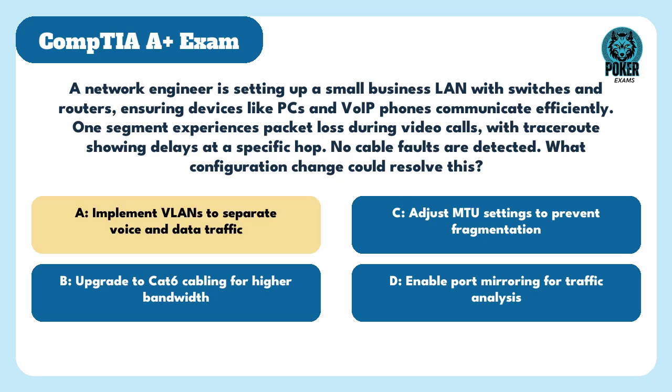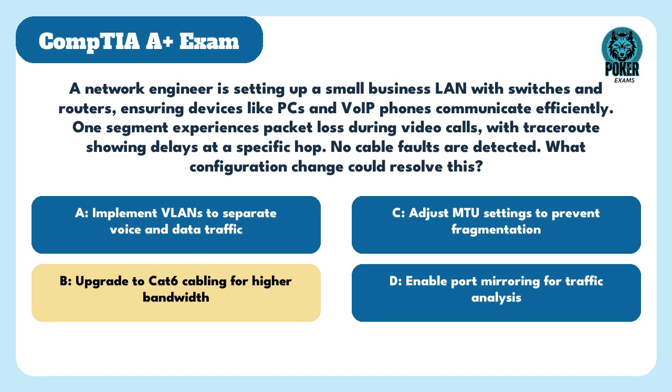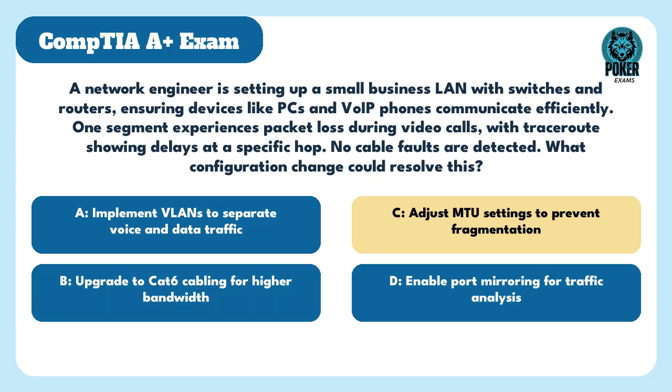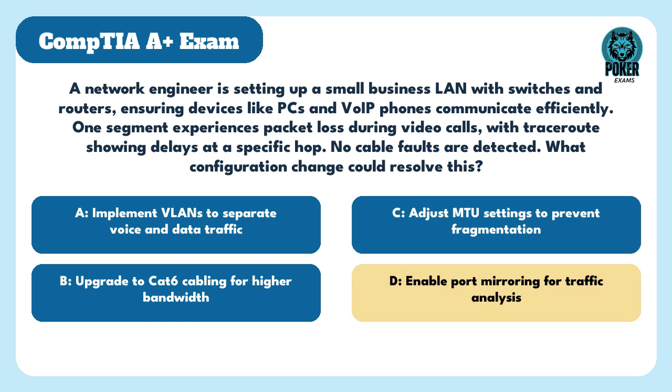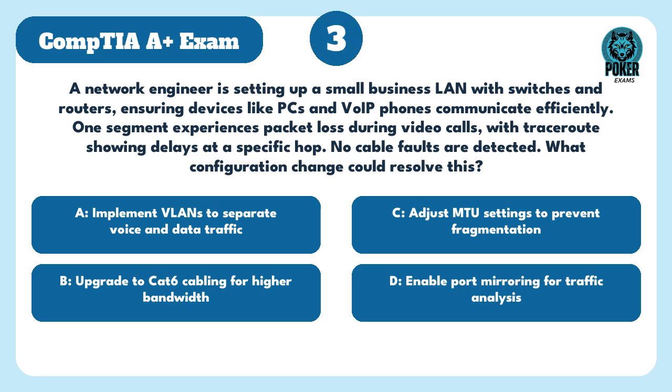Option A. Implement VLANs to separate voice and data traffic. Option B. Upgrade to Cat6 cabling for higher bandwidth. Option C. Adjust MTU settings to prevent fragmentation. Option D. Enable port mirroring for traffic analysis. The correct answer is A.